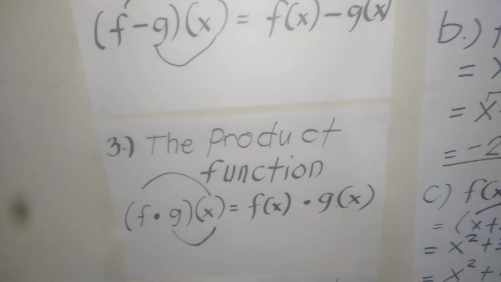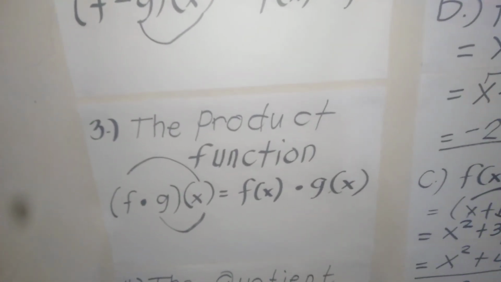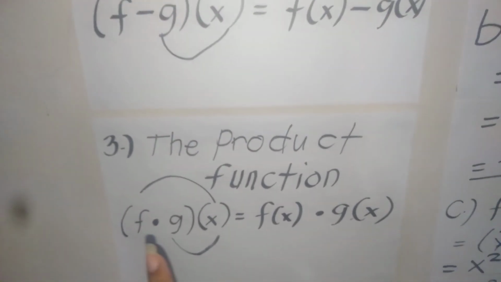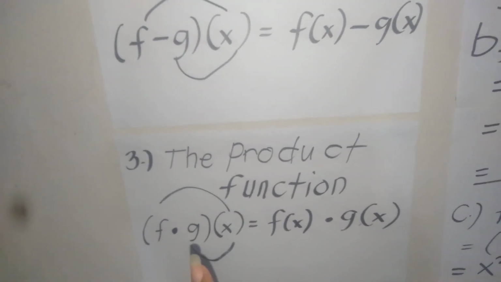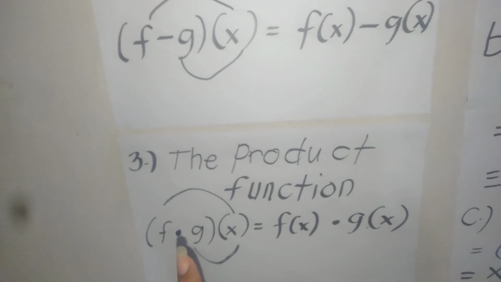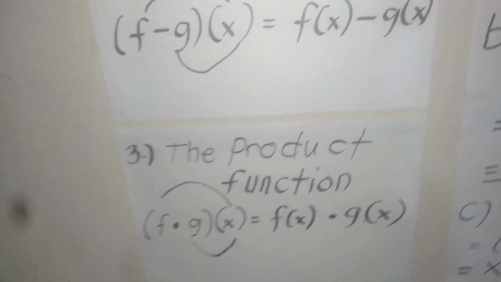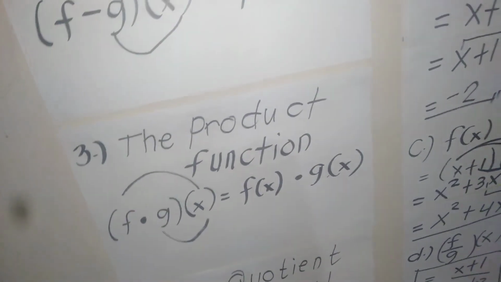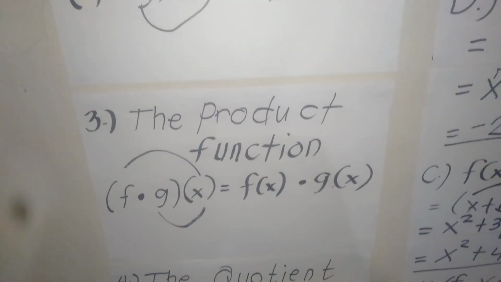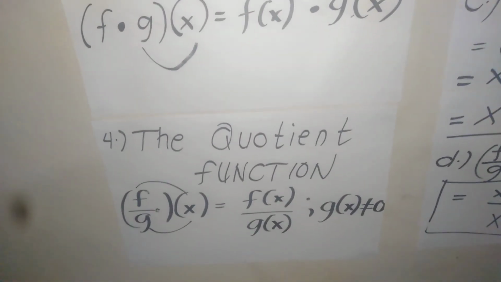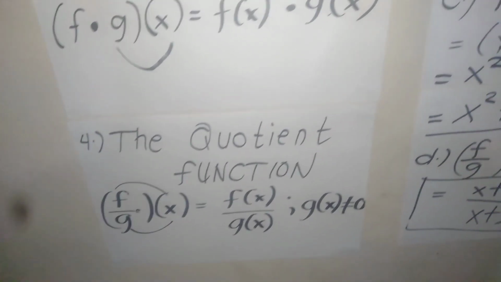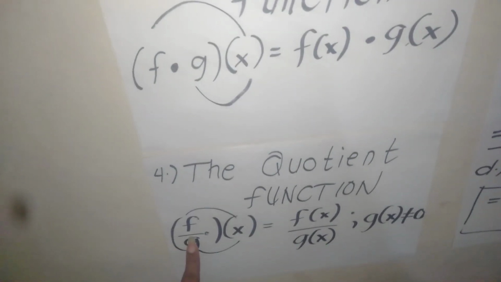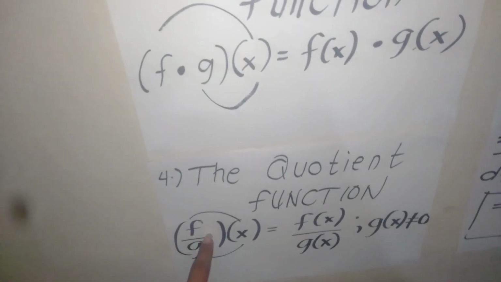The product function. We have here f, then dot g. So meaning this is the operation for multiplication. Same goes, you have to distribute the x. Then the last one, the quotient function. So dali ra kay siya matailhan no kay naa siya bar, vinculum. Vinculum ang tawag ani guys, vinculum. Kaning bitaw, vinculum na siya.